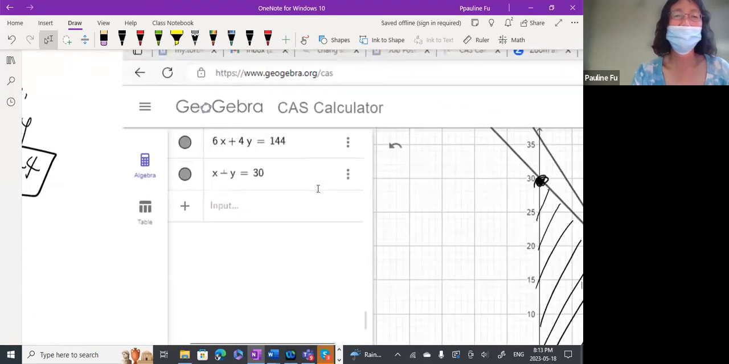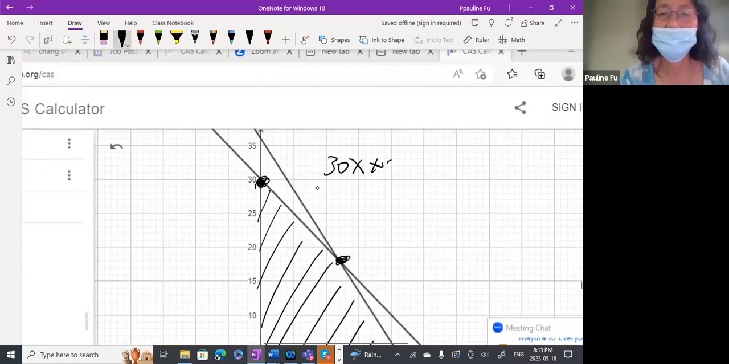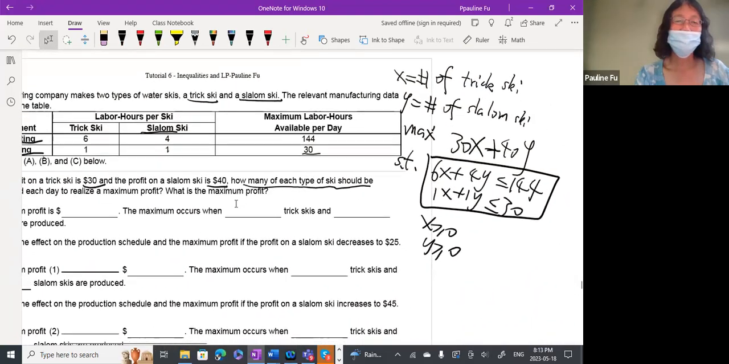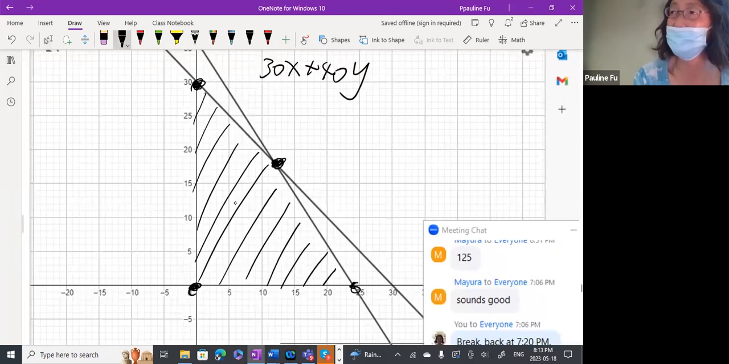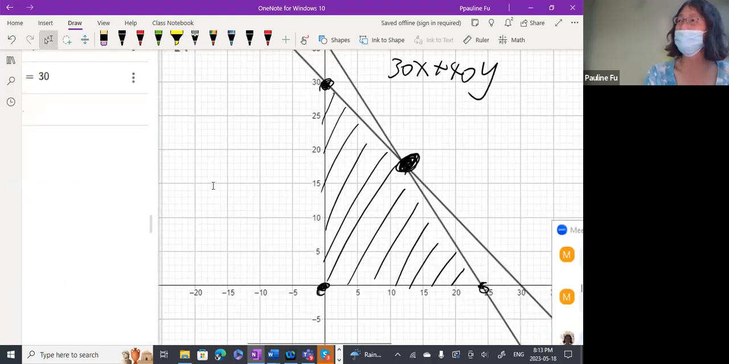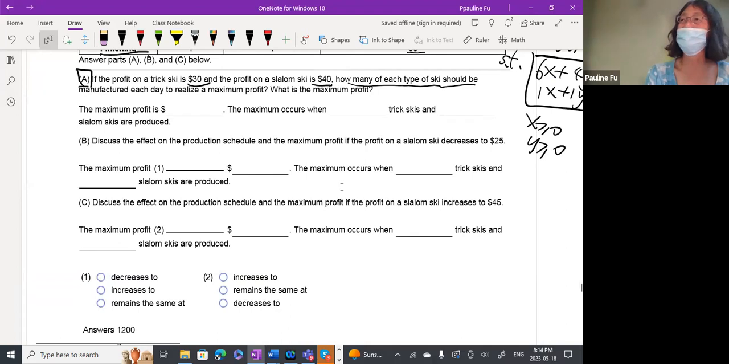30x plus 40y. And then you have the maximum point. Usually the maximum point happens at the intersection here, this point usually. So that is how you find the maximum point. Any questions? And you can use Excel Solver to do it as well. We already demonstrated that, so I will skip the Excel demo here.